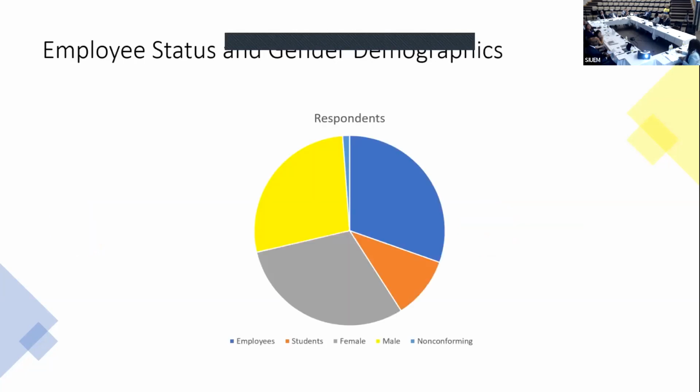So when we think specifically about our respondents, if you look at the blue bar, I mentioned how we had the 52% of employees who participated, and 18% of the respondents were students. 52% identified as female, and 47% were male, and 2% identified as non-conforming.